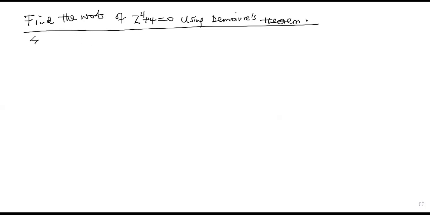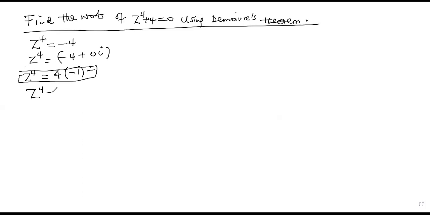So here, what you have to do: z power 4 is equal to -4, implying that z power 4 is equal to -4 plus 0i, which can be taken as 4 into -1 plus 0i.